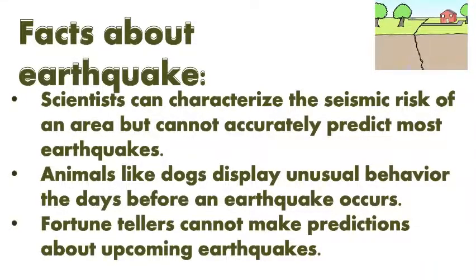And animals like dogs display unusual behavior in the days before an earthquake occurs. Based on the findings of some scientists, dogs have a wider hearing range and better scent detection. So some scientists suggest that dogs can hear seismic activities that precede an earthquake. And another earthquake fact is that fortune tellers cannot make predictions about upcoming earthquakes. We consider this one a superstitious belief.